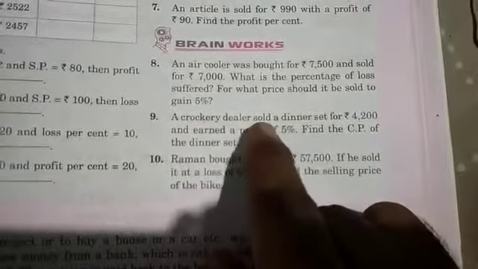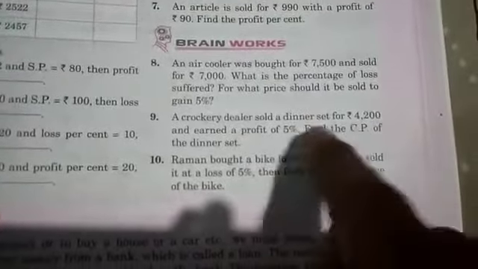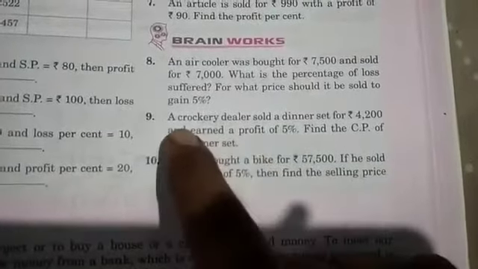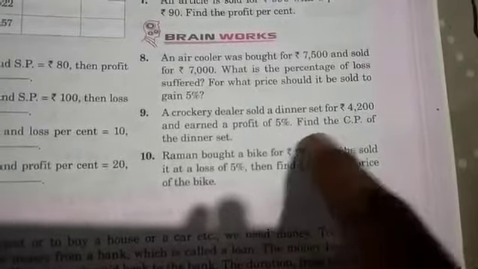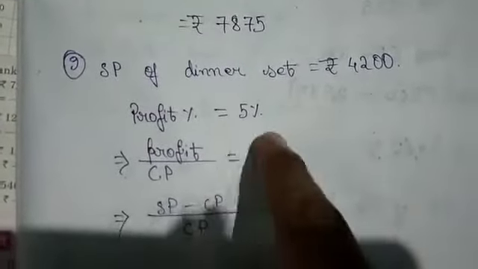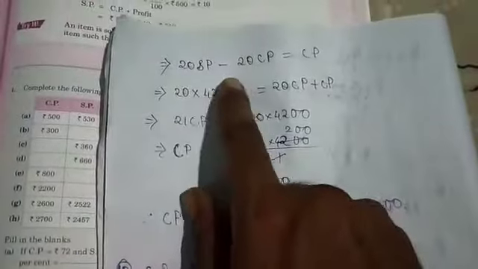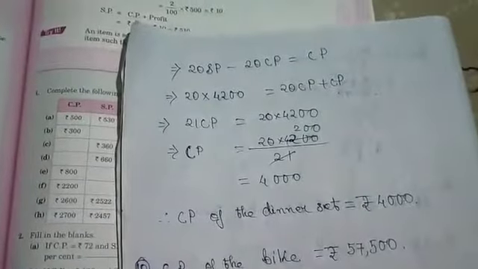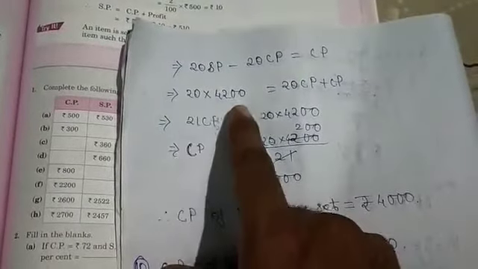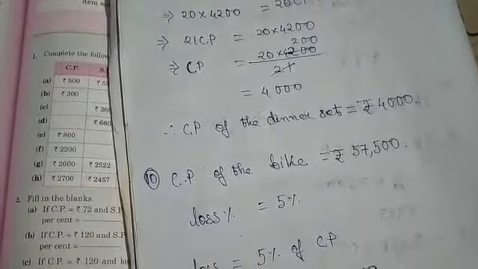A crockery dealer sold a dinner set for rupees 4200 and earned a profit of 5%. Find the cost price of the dinner set. So it's very easy. Selling price of the dinner set is 4200. Profit percent was 5%. So profit by CP into 100 is 5%, that is 5 by 100. After cancellation and cross multiplication, the value comes as 20 SP minus 20 CP. After putting the values and calculating, the value of CP comes as 4000. So this is the cost price.